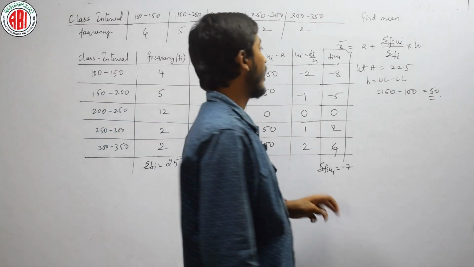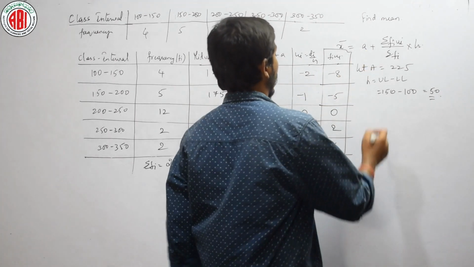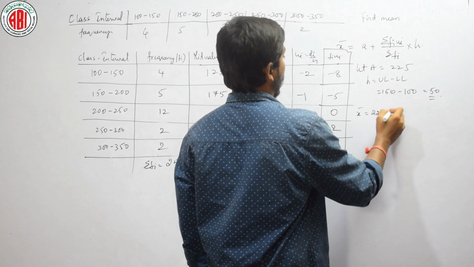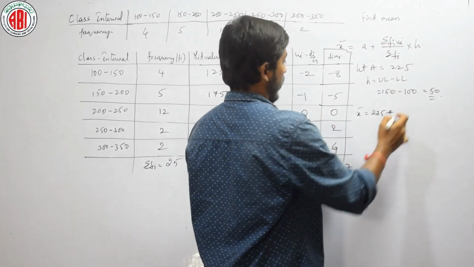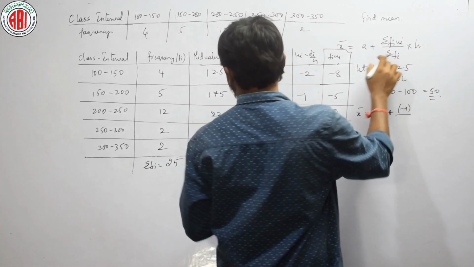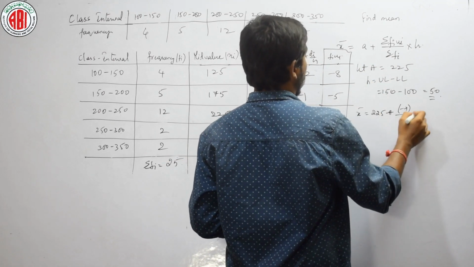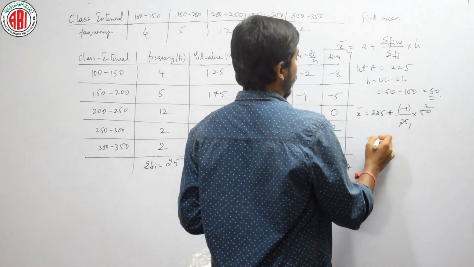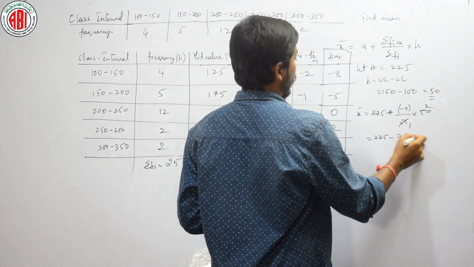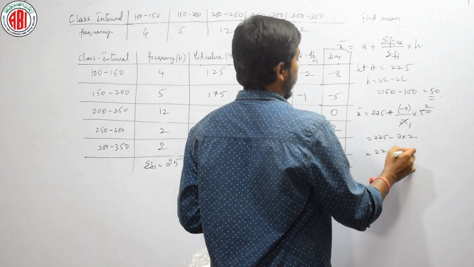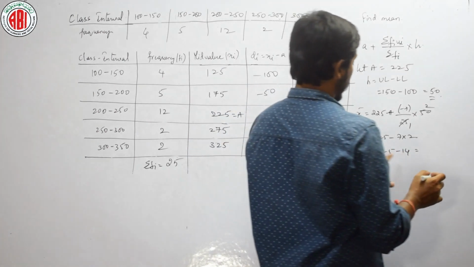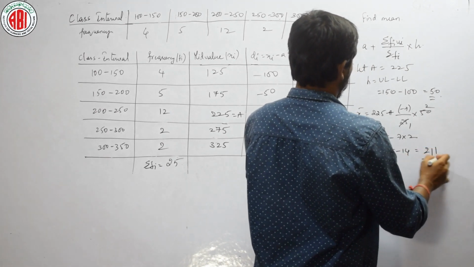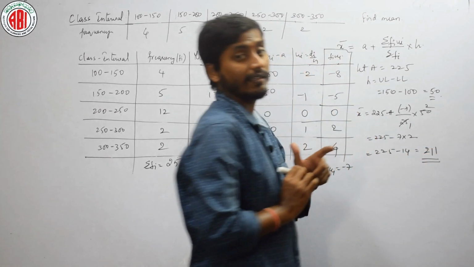Is it okay? Let us substitute everything in this formula. X bar is equal to A, what is A? 225, plus what is summation fi ui? Minus 7, divided by summation fi, which is 25, into h, which is 50. 25 ones are 25, twos are 50, so 225 minus 7 into 2, which is 225 minus 14, which is how much is it? 225 minus 14 is 211. This is the answer. Did you understand?